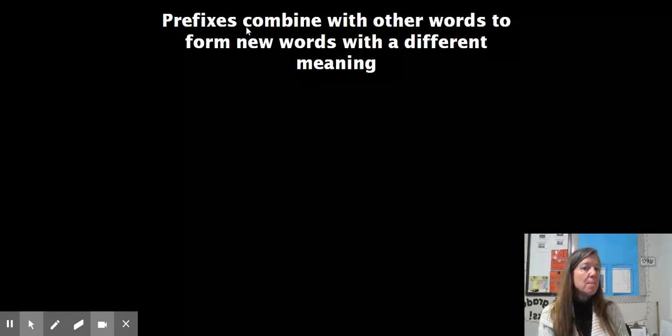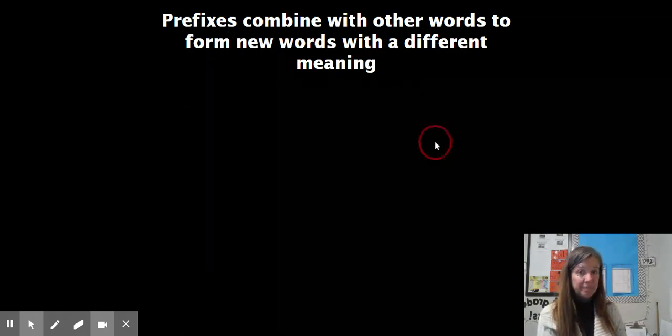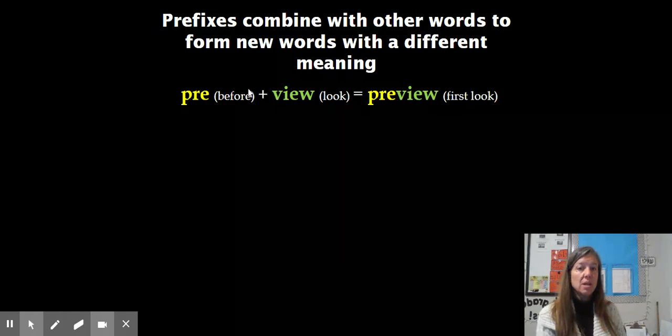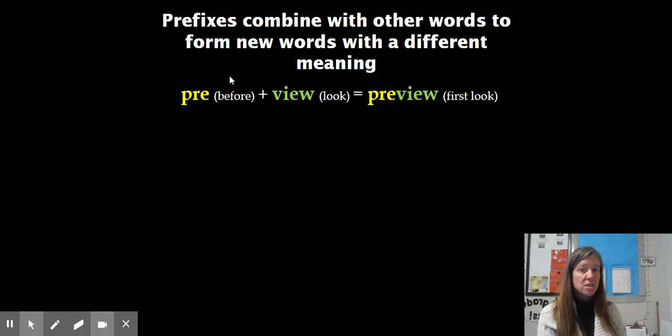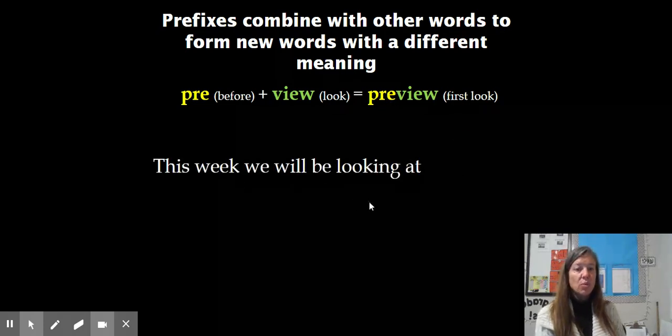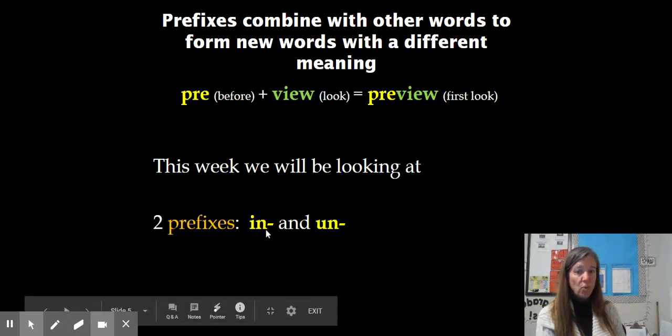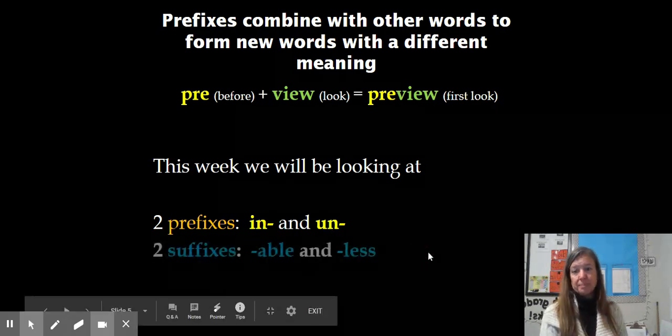Now prefixes combine with other words to form new words with a different meaning. So pre plus view, so before we look at it, is called a preview, first look. This week we'll be looking at two prefixes: un before a base word and in before a base word.